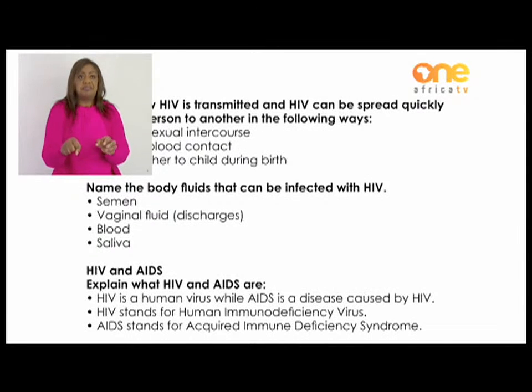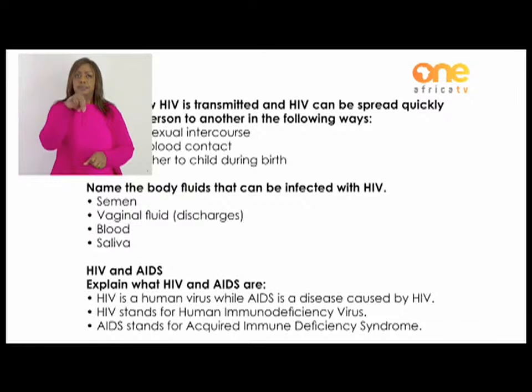So HIV is transmitted through sexual intercourse, or to be specific, HIV is transmitted through unprotected sexual intercourse. Another way is that it is transmitted through blood contact, and it is also transmitted from mother to child during birth.